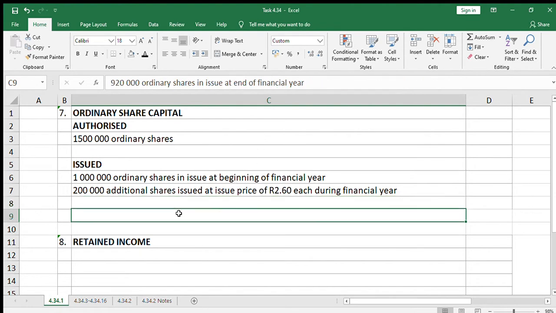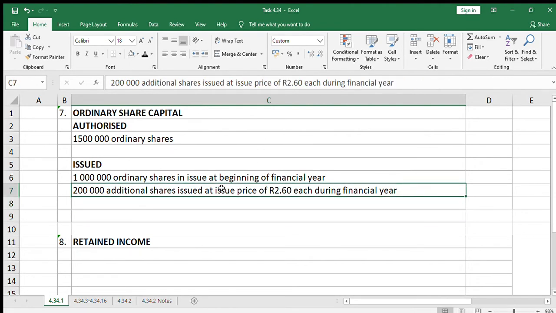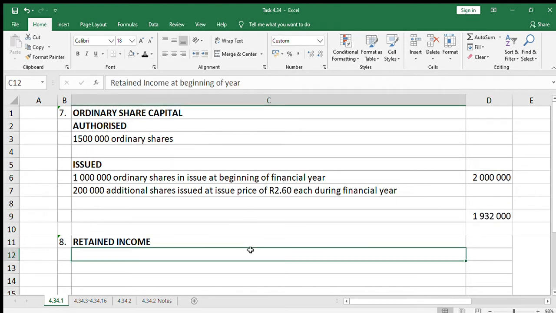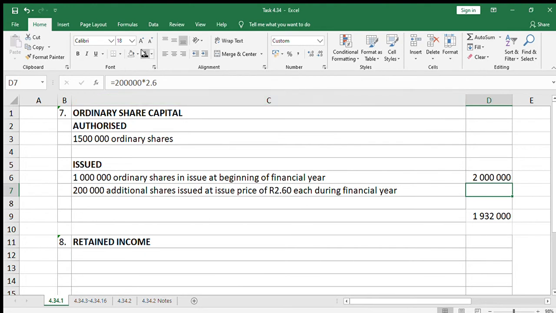Okay, and then the balance at the end of the year wasn't given to us. None of the figures were actually given in the note. But if we look at the actual balance sheet, we do have a figure for ordinary share capital in 20.1. That would be the balance at the beginning of the year, so 2 million rand. And we've also been given the balance at the end of the year, 1,932,000. Then we've been given 200,000 additional shares at 260. So if you just calculate 200,000 times 260, you get 520,000 rand.